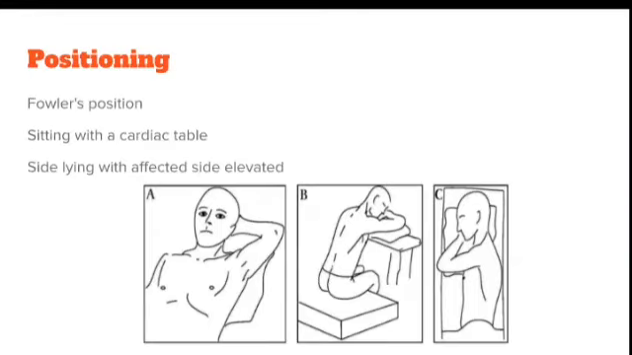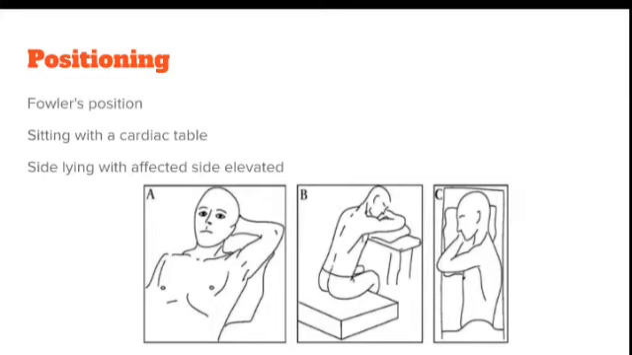Positioning. The next one is positioning the patient. We can position the patient in 3 ways. One is Fowler's position with the hands up on the insertion side. If the patient is comfortable sitting, you can make the patient sit in Fowler's position. Or if the patient cannot sit comfortably and you want to make the patient comfortable, then you can move to the second picture, sitting with a cardiac table and a pillow, where the patient can lie down with the hands on the pillow.